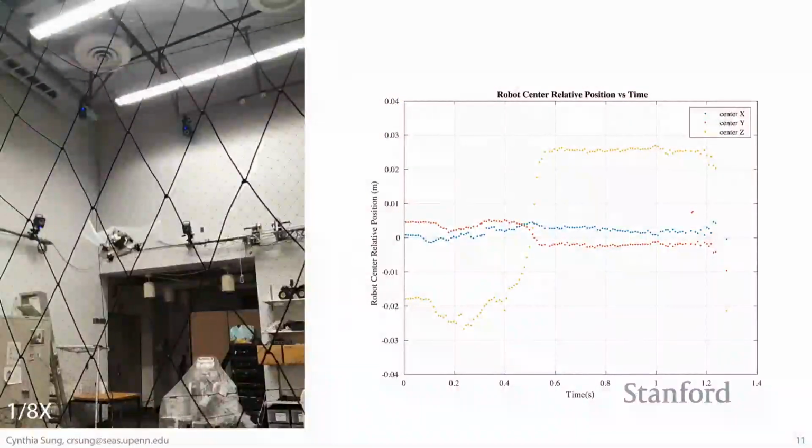Great. So, like I said, we were really excited by this result, but you'll also notice that I paused the video at a very convenient location. So if I continue to play the video, what you'll see is that the vehicle flips over, right?